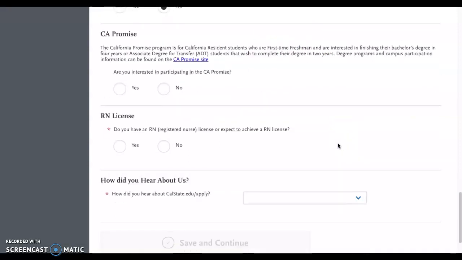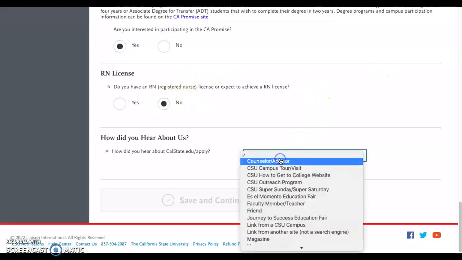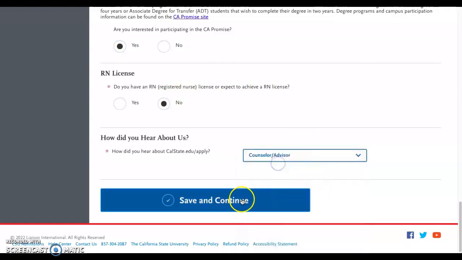Additionally, if you are earning the associate degree for transfer, some CSUs have a California Promise program of their own that's designed to help you graduate in 2 years. If this is something you think you're interested in, you should click on this link here to read more about it and see if the campuses that you're interested in are participating. But again, this is primarily for ADT students. So if you're not earning an ADT, you can just click on no. And then you want to indicate whether or not you have or are planning on earning a registered nursing license and where you heard about the Cal State application.